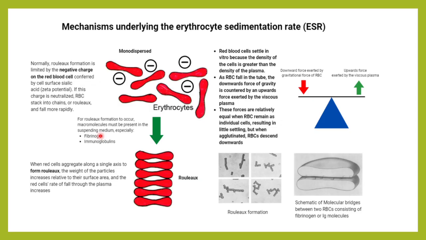So when the RBCs settle down faster because of this fibrinogen or globulins, immunoglobulins, which are again proteins which the body produces when there is an inflammation, they will help these RBCs to stack like a coin. You can see the coins, they are placed one above the other and they will aggregate into a single axis forming a rouleaux. And the weight of the particle increases relative to its surface area, and the red cell rate of fall through the plasma increases. So this rate of settling down will increase.